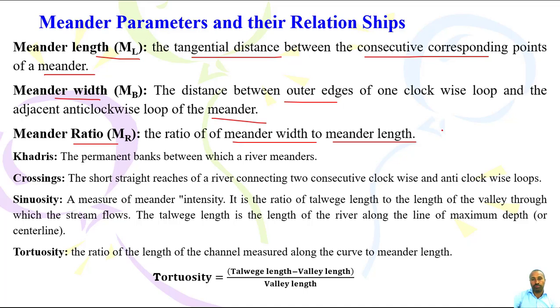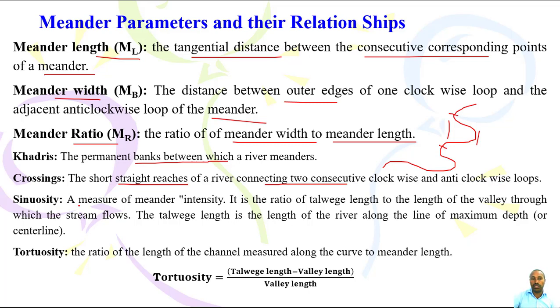So you may have them just connected like this. It goes on like this. This is the meander characteristic of a river. You will see the length and the width again from here up to here. Then finally we will see the properties: reaches, the permanent banks of a river going through these meanders, or crossings, the short straight reaches of a river connecting two consecutive clockwise and anti-clockwise loops.